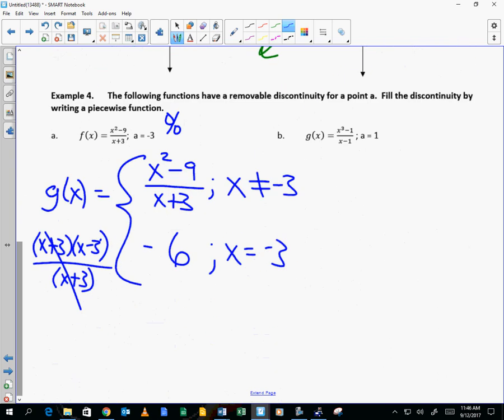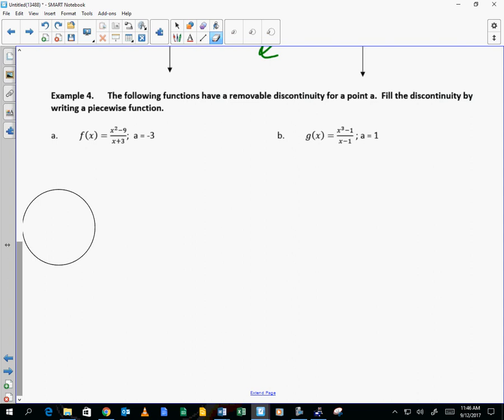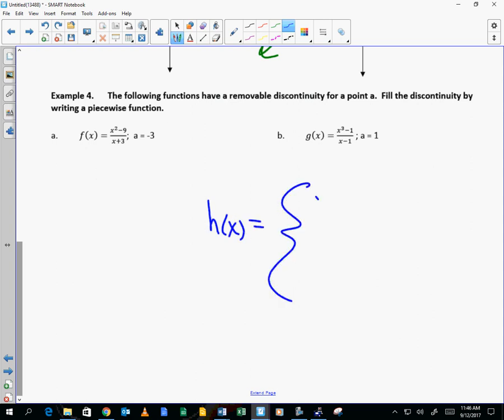Got it? Okay. Letter B. Do you agree it's discontinuous at a equals 1? We get 0 over 0. It is a removable discontinuity. So let h of x be equal to x cubed minus 1 over x minus 1 for all x values not equal to 1. But when x is equal to 1, what should we put in its place?